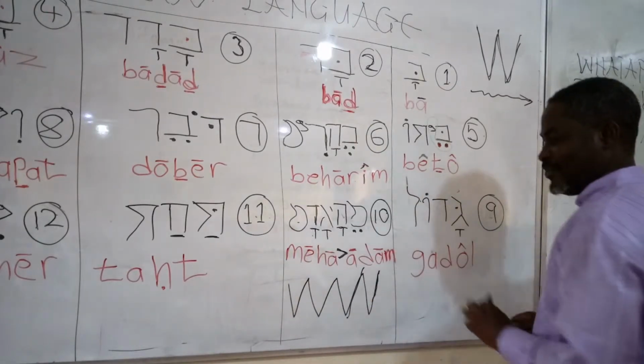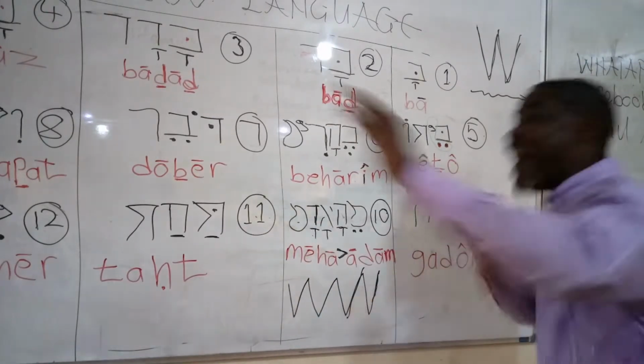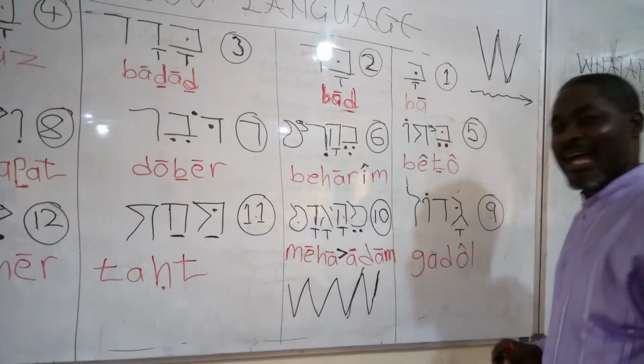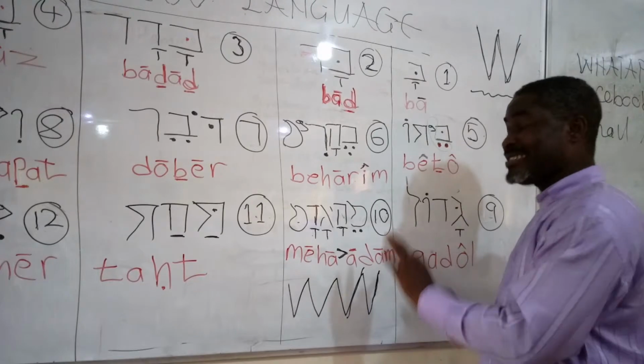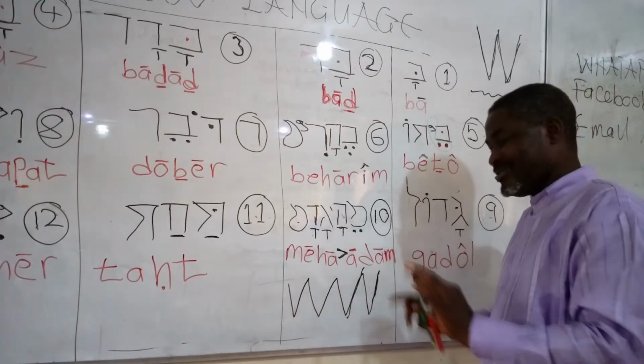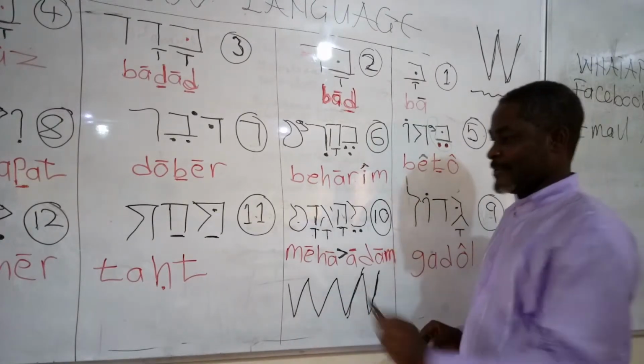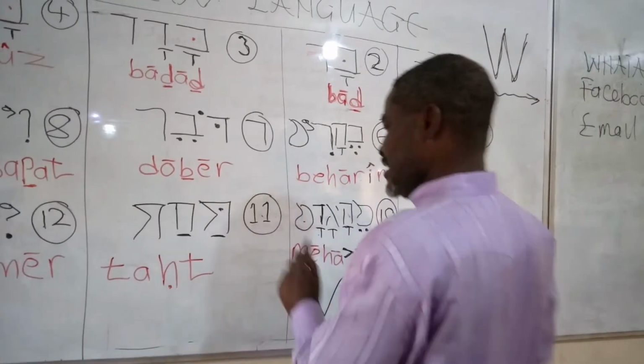Me'adam. This may mean from the man. But I said don't bother your head with the translation, but do the transliteration so that you can read. Bother yourself with the sound. Then the next one is Ta'at.